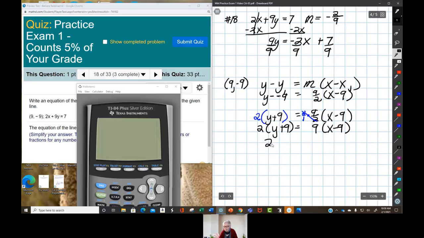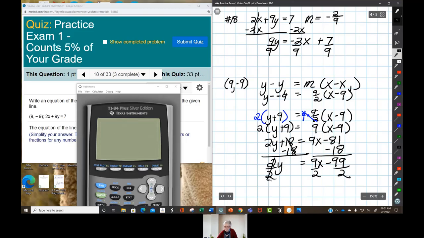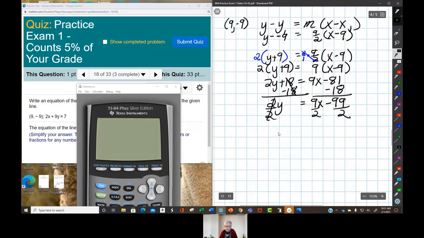Okay, I'm going to distribute: 2y plus 18 equals 9x minus 81. And then subtract 18 and subtract 18. Minus 18 is 0, so on the left, I'm left with 2y. And on the right, I have 9x minus 99. And then divide by 2 and divide by 2 and divide by 2. So it's just a little quicker than having to deal with the fractions or not. It all depends on what you feel good with.